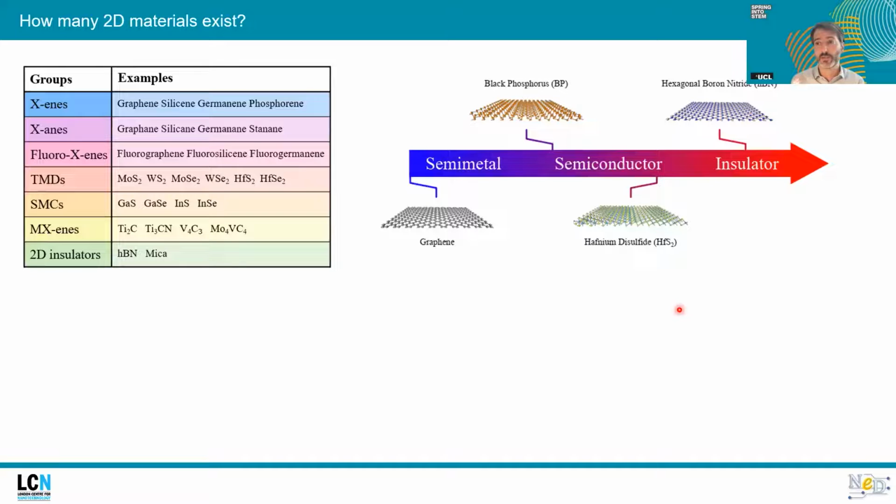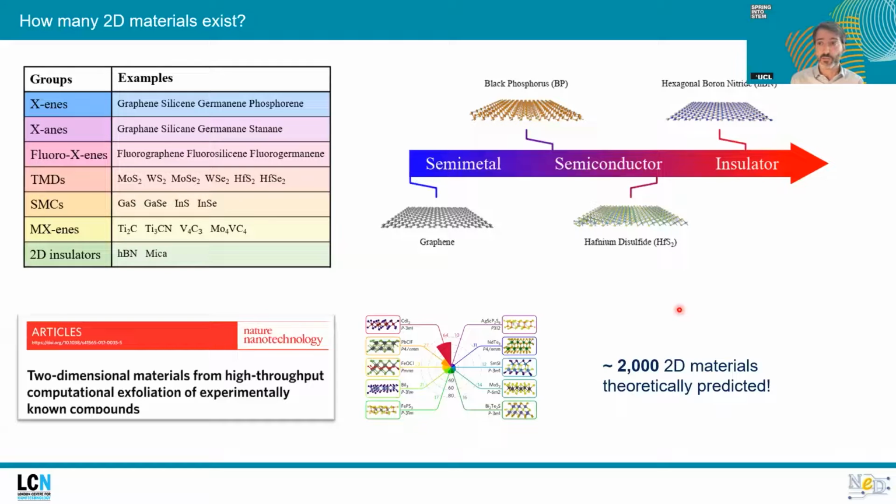And what is important is that despite having a similar structure, the properties are very different. If we just focus on electronic properties, we range from semi-metallic behavior like graphene all the way to insulators such as boron nitride, and passing through semiconductors like black phosphorus or hafnium disulfide. No one really knows how many 2D materials exist. However, some theoretical calculations suggest that there are probably about 2,000 of such materials.